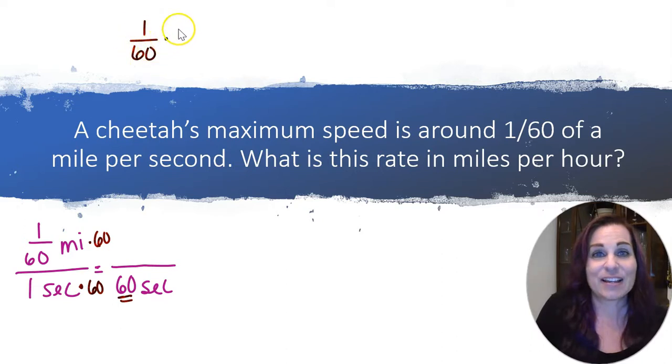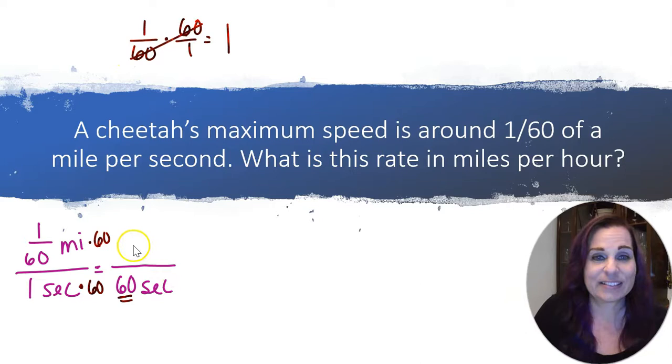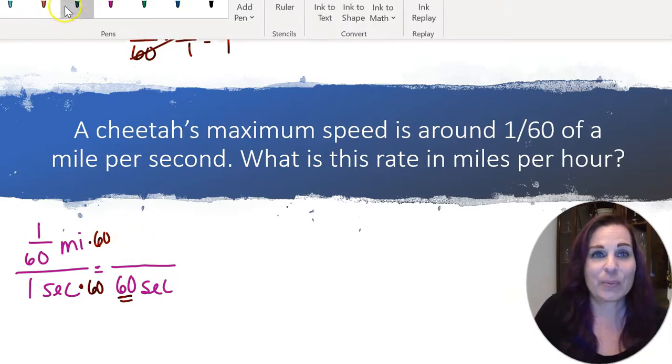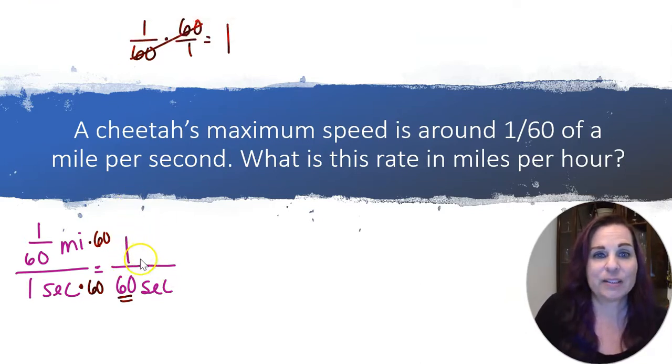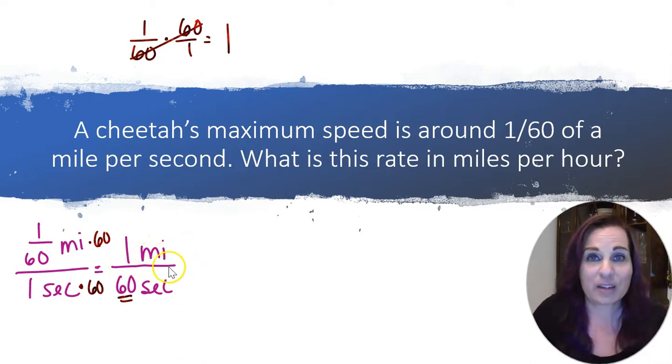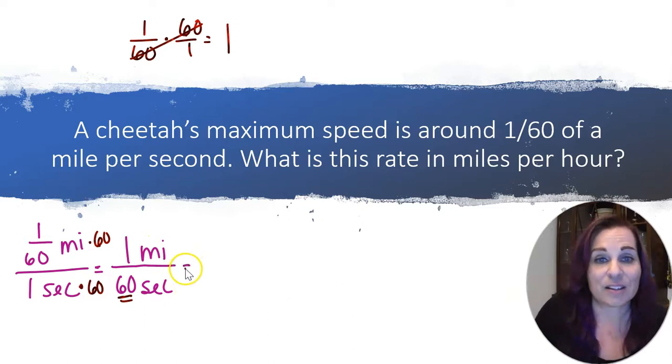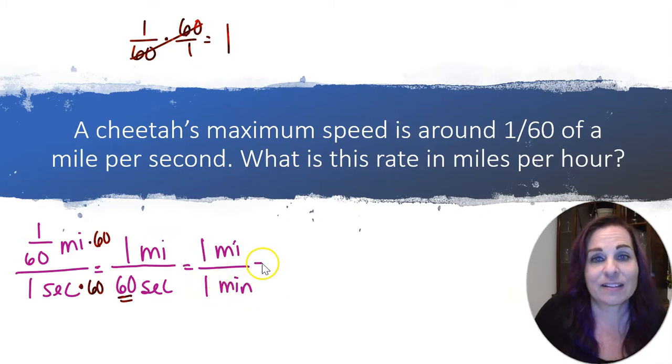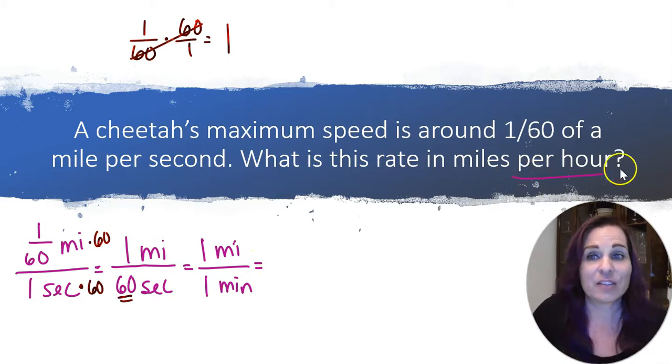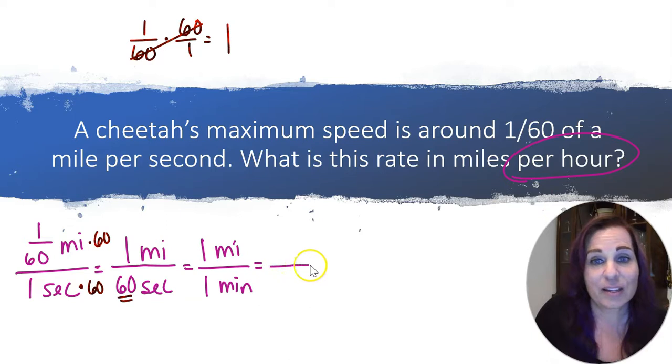1/60 times 60 over 1 would give me 1, right? So on the top, I will have 1 mile. So this cheetah goes 1 mile in 60 seconds. Another way I could write that would be 1 mile in 1 minute. So now I can easily find out how much that would be per hour because I just do that again.